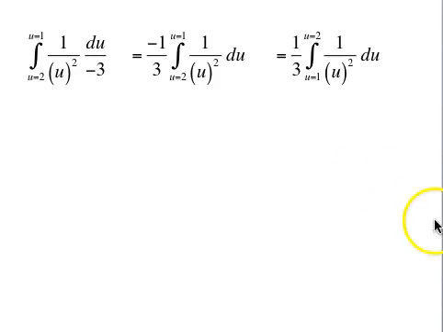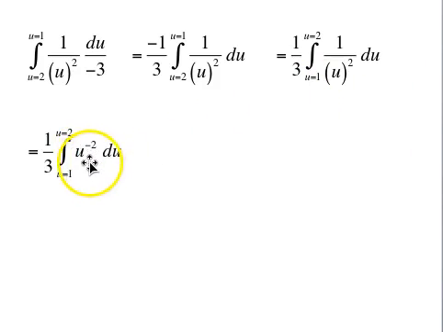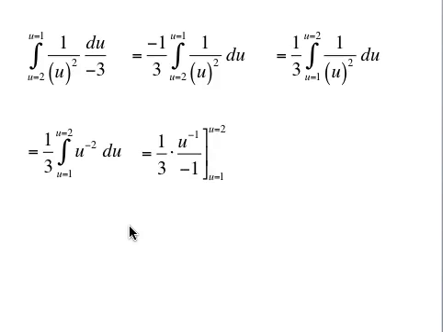Now this is relatively easy to finish, but we're going to rewrite this 1 over u squared as u to the negative 2. And then remember the power rule. Integral of x to the n is x to the n plus 1 over n plus 1. Negative 2 plus 1, u to the negative 1 over negative 2 plus 1 over negative 1. So indeed, 1/3 u to the negative 1 over negative 1 evaluated as u goes from 1 to 2. We'll pull this negative 1 out. 1/3 times negative 1 is negative 1/3. And u to the negative 1, of course, means 1 over u, evaluated as u goes from 1 to 2.